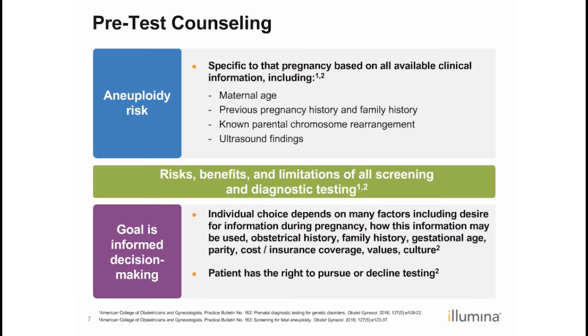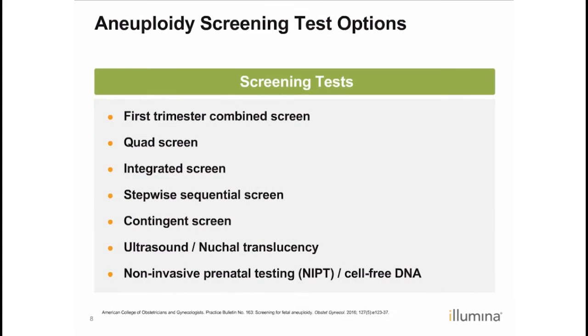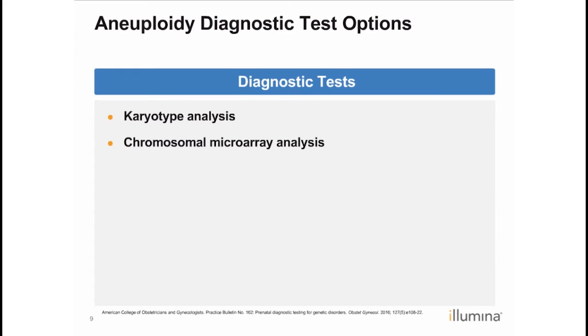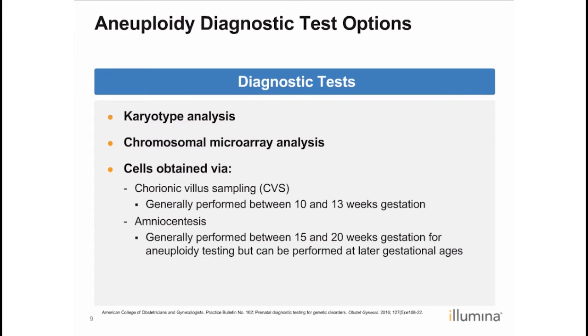There certainly are many options available for aneuploidy screening and diagnostic testing, and the list of these options has changed and expanded over time. Yes, right now screening test options include first trimester combined screen, quad screen, integrated screen, stepwise sequential screen, contingency screen, ultrasound, including the nuchal translucency assessment, and the most recent option of NIPT. Diagnostic testing includes karyotype analysis and chromosomal microarray. Cells can be obtained for these diagnostic tests via chorionic villus sampling or amniocentesis.